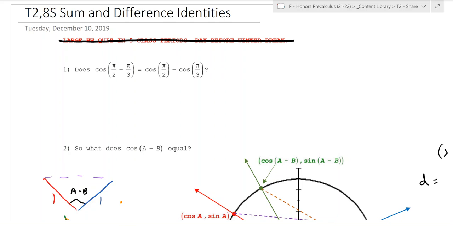Hello and welcome to T2 Day 8 of Honors Precalculus. Today we're going to add and subtract angle values inside trig functions and see what happens.